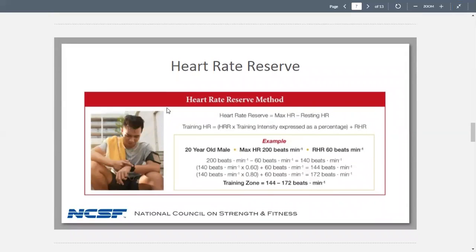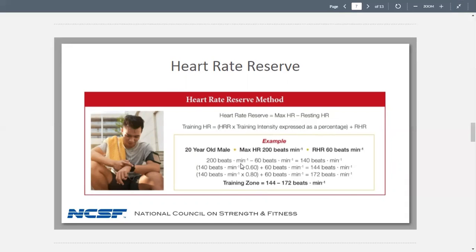The heart rate reserve method: heart rate reserve equals your max heart rate minus your resting heart rate. Your training heart rate equals your heart rate reserve times training intensity, expressed as a percentage, plus your resting heart rate. Your resting heart rate is what you have when you wake up. It could be 60, it could be 70, it could be 80. For example, a 20-year-old male has a max heart rate of 200 beats per minute and a resting heart rate of 60 beats per minute.